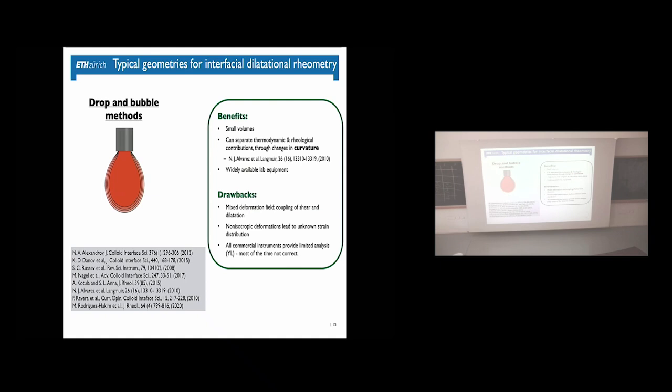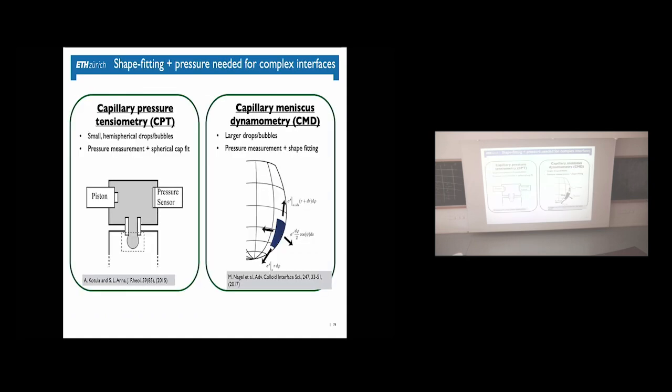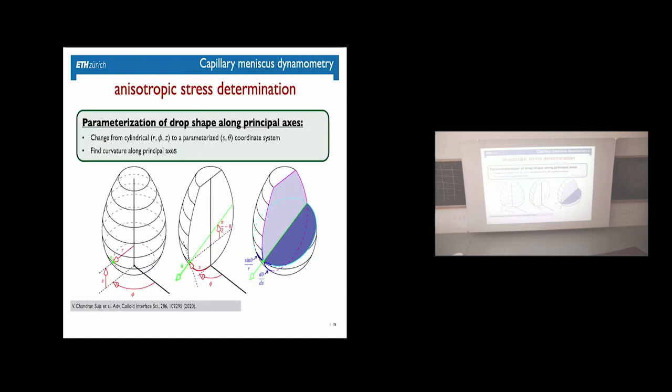You get a mixed deformation field, coupling of shear and dilatation, and you get non-isotropic deformations, okay? And all instruments provide a limited analysis. There's some help if you use the capillary pressure tensiometer, where you just make a hemispherical bubble, where at least at the tip you can get the strains to be uniform and pure dilation, or you have to really do the analysis of the anisotropic strains. It's the same as with the Langmuir tip, but now the strains are anisotropic on a droplet, and we'll see that here.